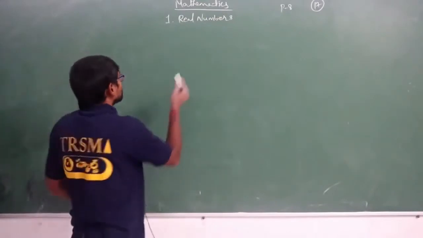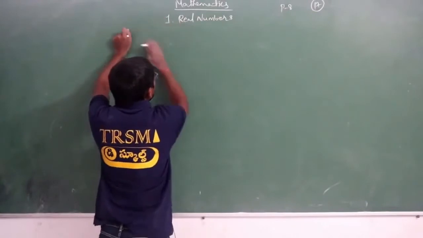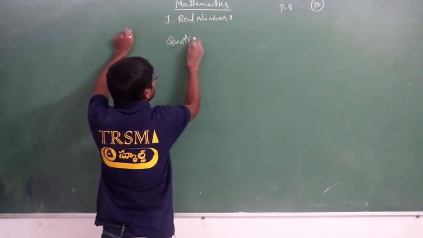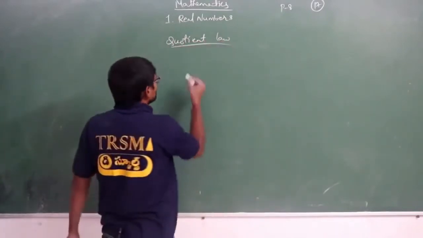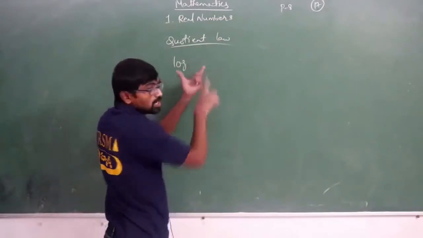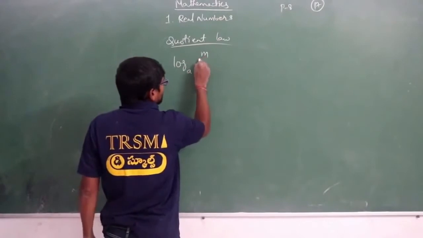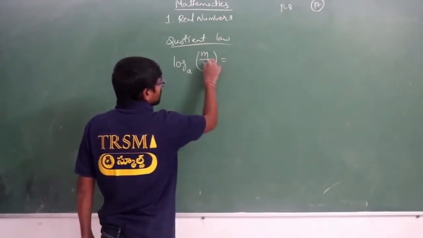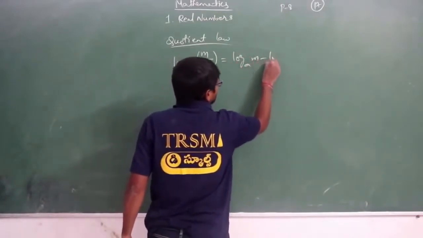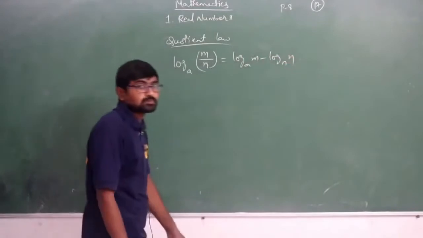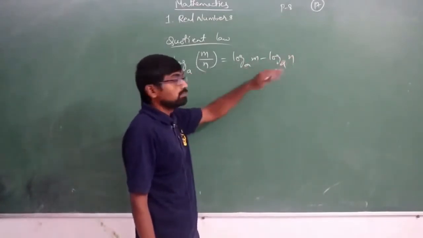Okay, that is m by n. Now if I take the quotient law, what is the formula? Till now we have done the product law. Now if I take log base a of m divided by n, as I just told you, if they are dividing, then we will get log base a m minus log base a n. The base value does not change, okay? The base value will be the same.